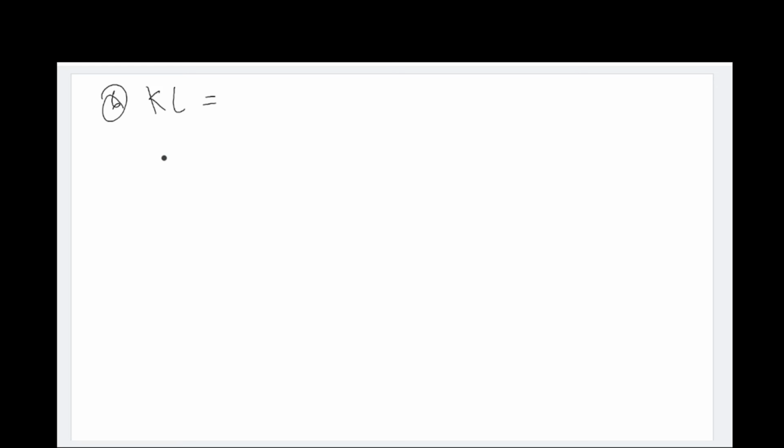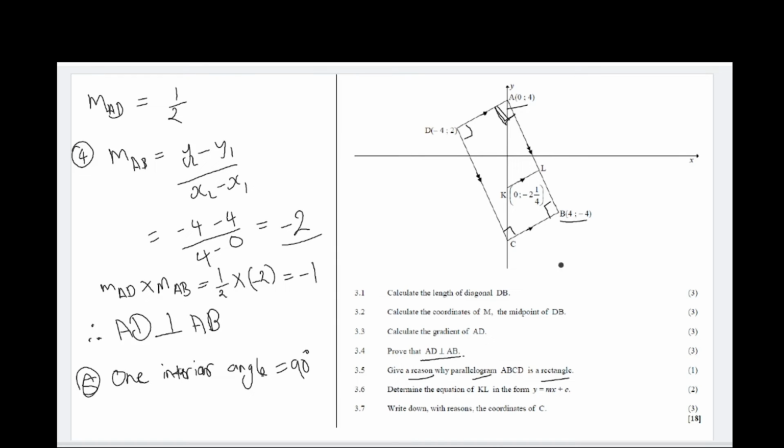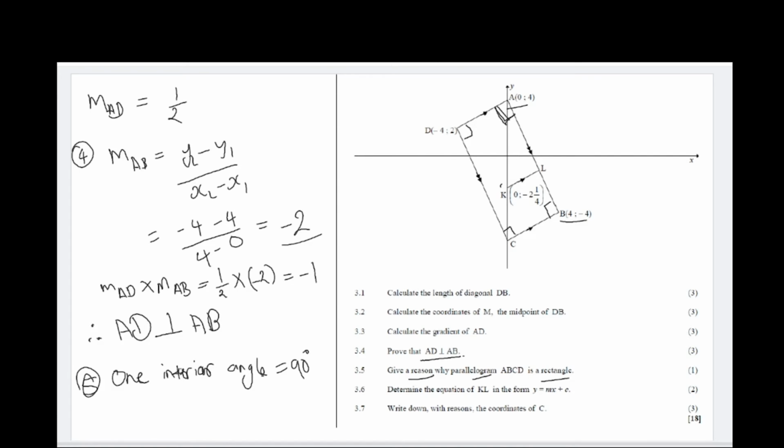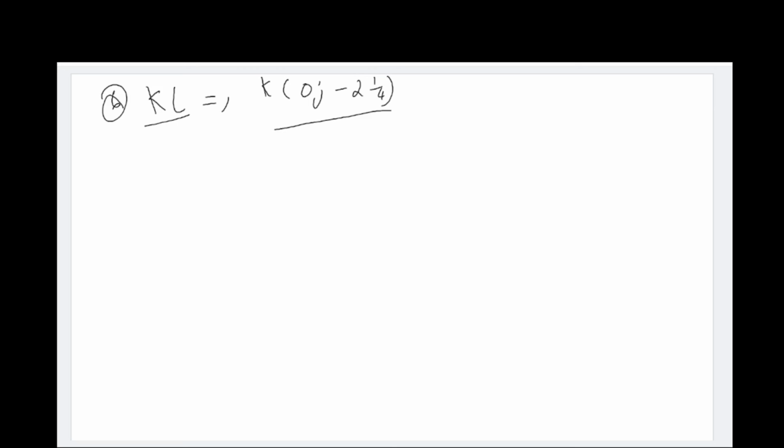Sandy, I know you wrote this. Zanza didn't write it. Maybe you can have an idea of how to find the straight line of KL. I can go back to the diagram. KL, you have a point. Let me just write it. Point K is (0; -2 1/4), yeah, that's the point K. And then L, I have nothing on L. How do I find the straight line of this?